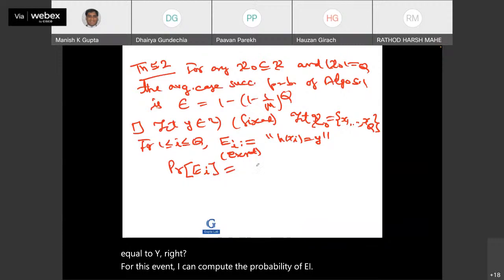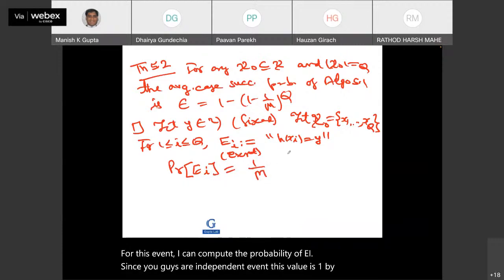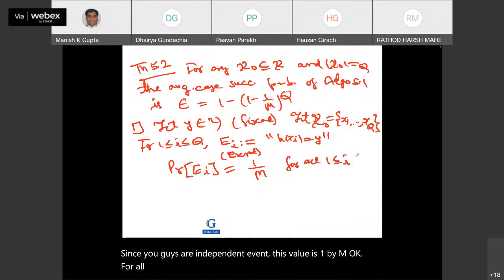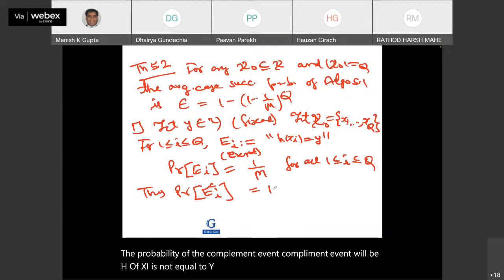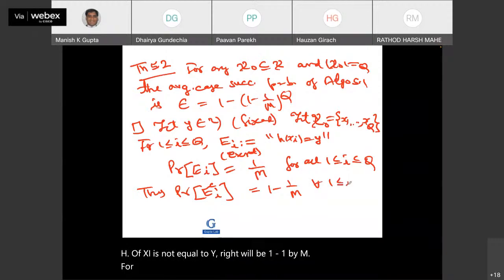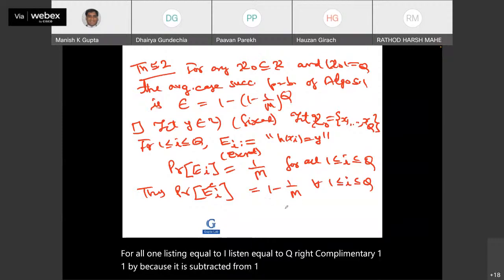Since Ei is an independent event, this value is 1 by m, for all 1 ≤ i ≤ q. Thus the probability of the complement event, h(xi) is not equal to y, will be 1 minus 1 by m, for all 1 ≤ i ≤ q. The complement is 1 minus 1 by m, because you have to subtract from 1.